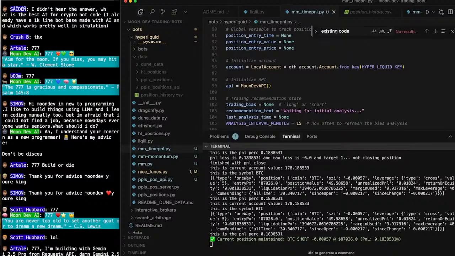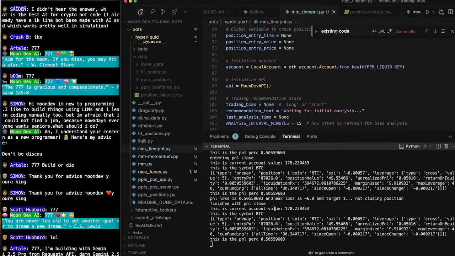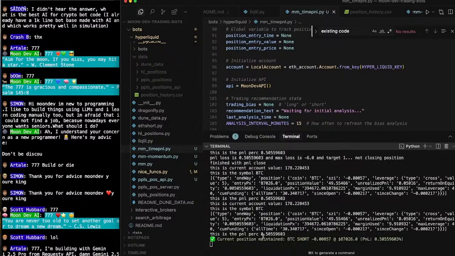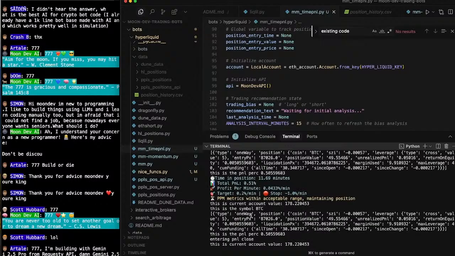PPM over target PPM. Okay, so if that's the case, and that kill switch, record position. This is the P&L percentage, 0.5. What's my PPM? My PPM is 0.043. Okay. This takes profit when the percentage profit exceeds the stop loss here. Okay, perfect. This is using my kill switch.